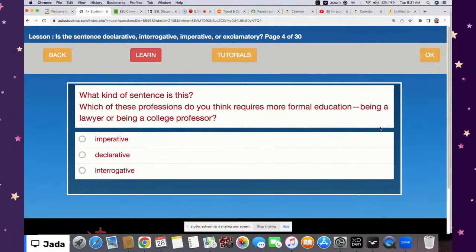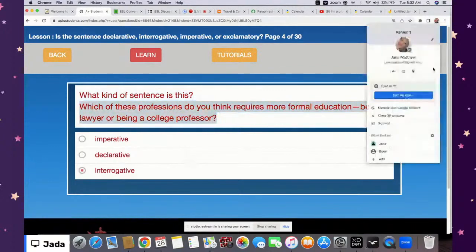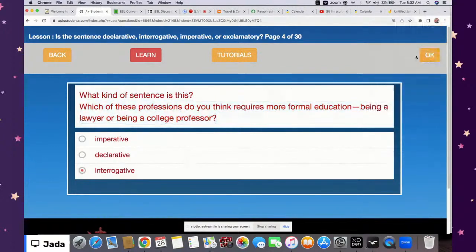Okay, okay, all right. Welcome. So, which of them do you think is the right option? Is it interrogative, declarative, or imperative? The third one, yeah. Okay, it's perfect one. Because the third one is interrogative, is the one asking the questions.